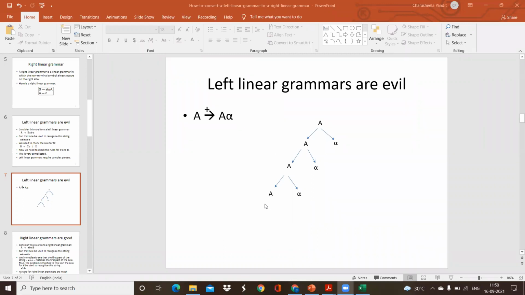And that is the reason we need to avoid this recursion, we need to remove it, or we need to convert this left linear grammar to the right linear grammar.